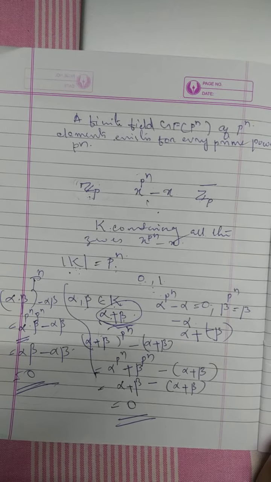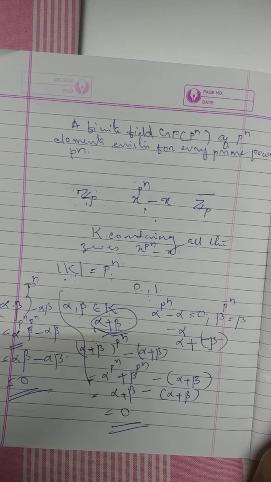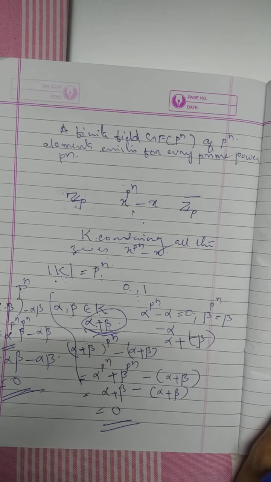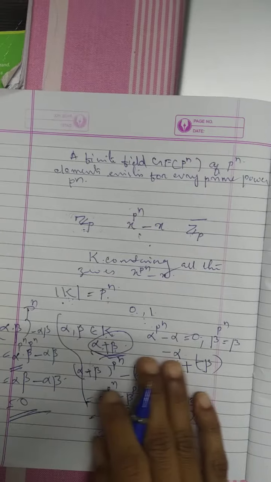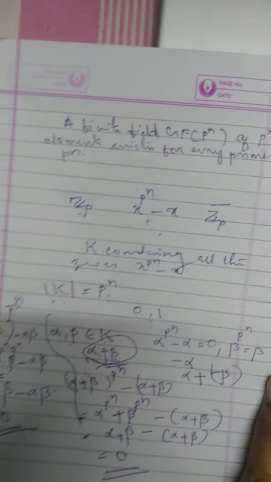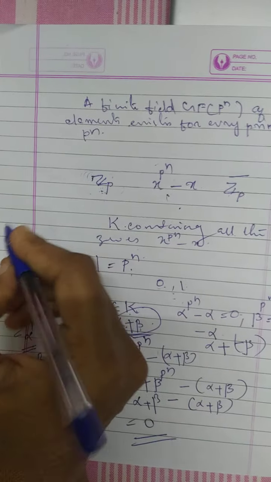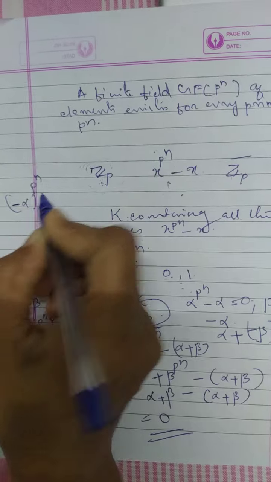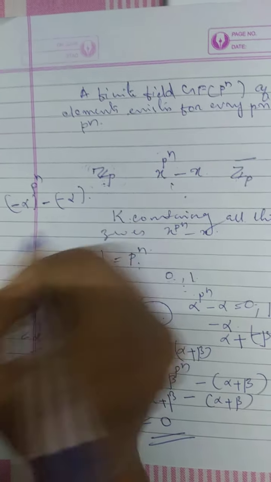Now we have to show that alpha minus beta and 1 by alpha or 1 by beta are also elements of K. So for proving minus alpha belongs to K, what can we do? Look. Minus alpha raised to p raised to n minus alpha.